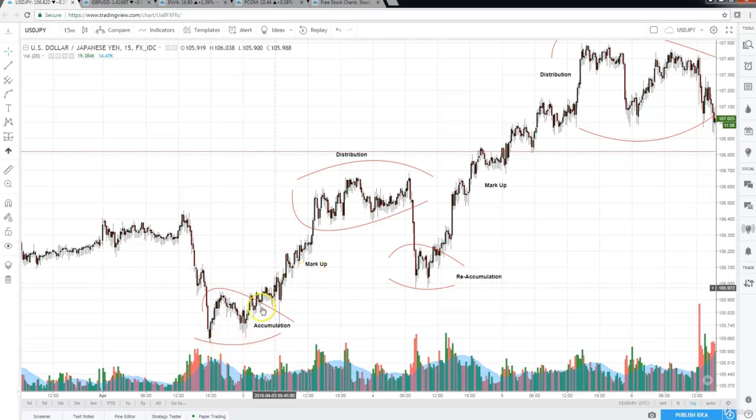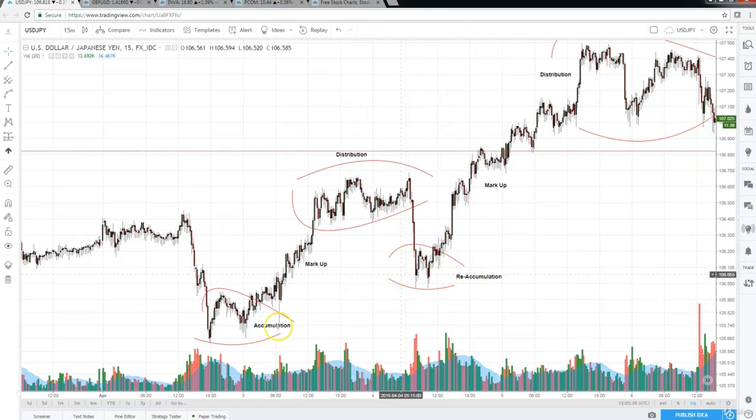So this is not really that complicated or difficult to get your head around. Again, we'll talk about the finer points as to how you identify this as accumulation. Then we break into a markup, and then we start to distribute. As you can see, there was a distribution, and that went into what we call a reaccumulation.